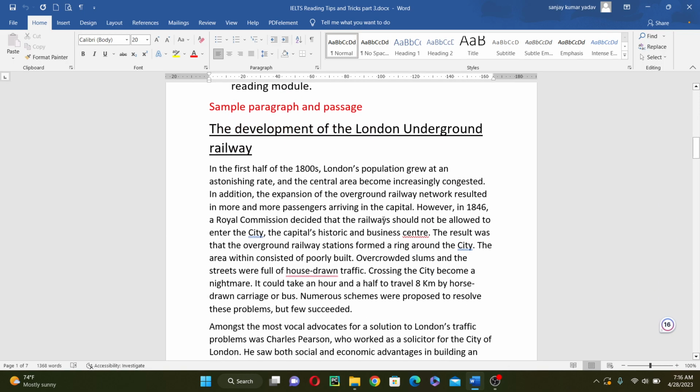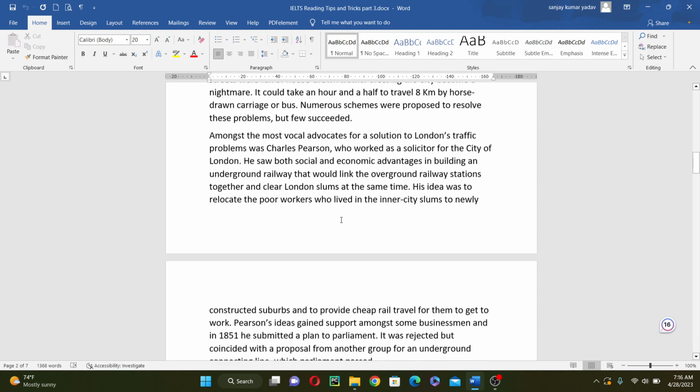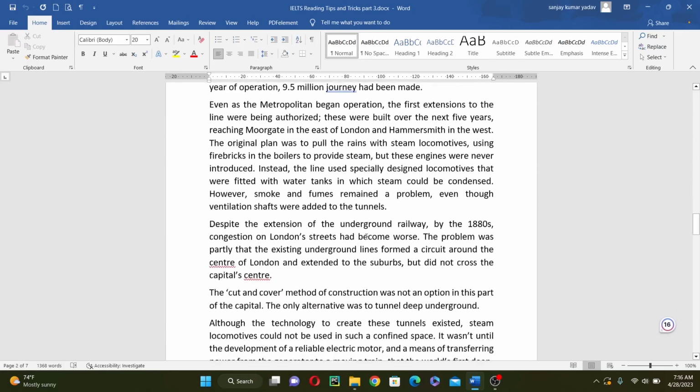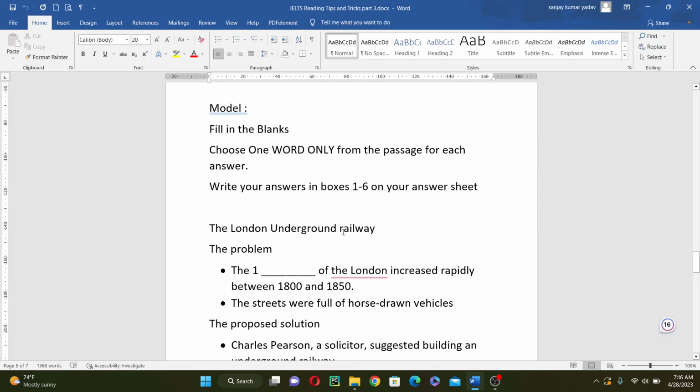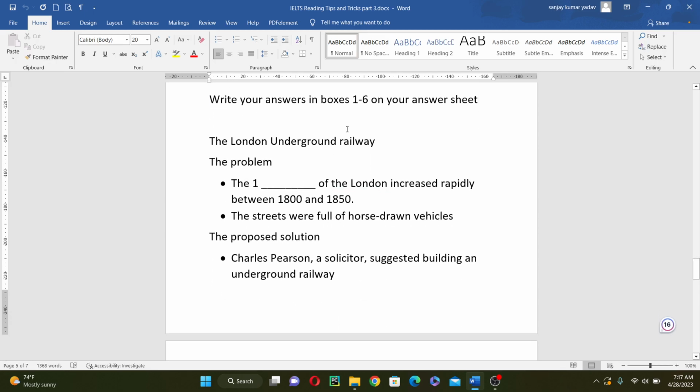So let's move to the sample passage. The development of the London Underground Railway. This passage I have taken from the Cambridge. Let's see how I'm going to solve this passage. Here are some of the questions. Firstly, it's about the fill in the blanks.